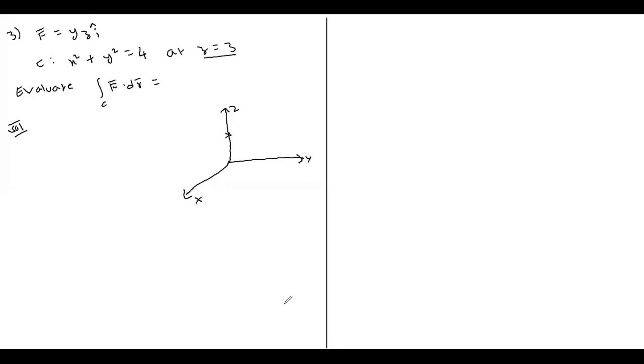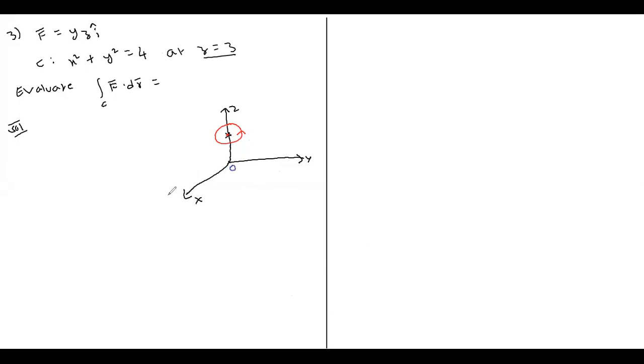It's a circle lying in the space, having the center at 0, 0, 3. This is the point 0, 0, 3. So this circle is lying on the plane z equal to 3. On that plane, the radius of the circle is 2. Do you all agree to this visualization?